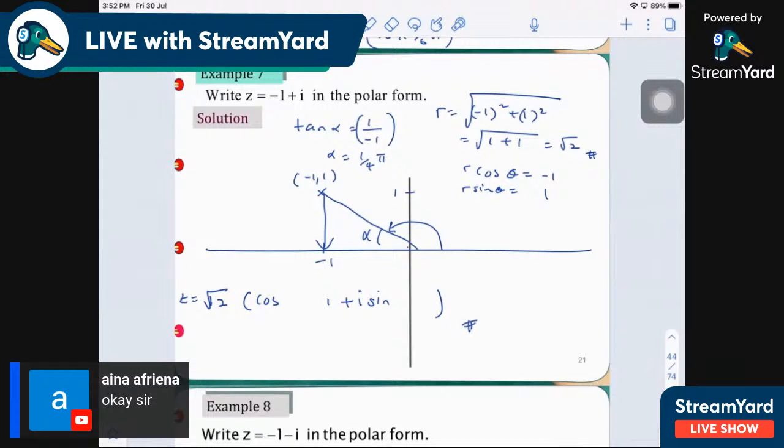Okay, thank you. This is theta, this is the argument of z. Thank you very much. So here is pi minus 1 over 4 pi. So you get 3 over 4 pi. Yes or not? Yes. So 3 over 4 pi.